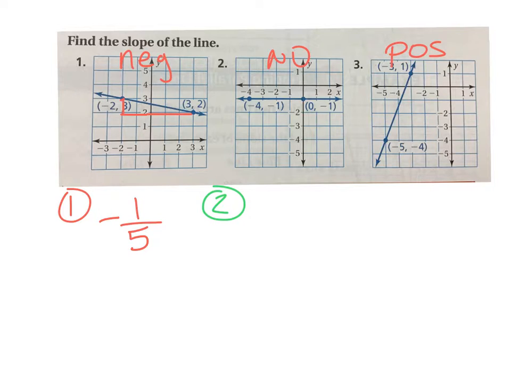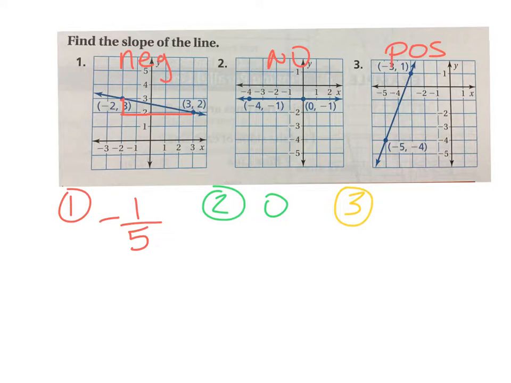Okay. Number 2. What's my rise? 0. Over how many is my run? 1, 2, 3, 4, 5. Oh, I went too far, didn't I? My bad. So it's technically 0 over 5. However, when you're writing the answer for just the slope, what's your answer? 0. It's okay. It's all good.